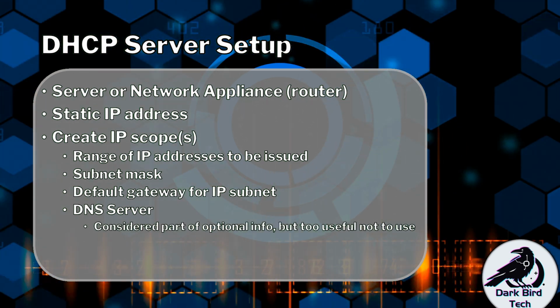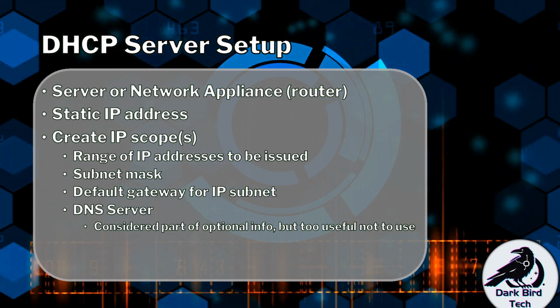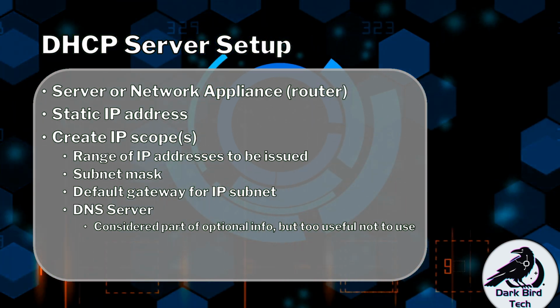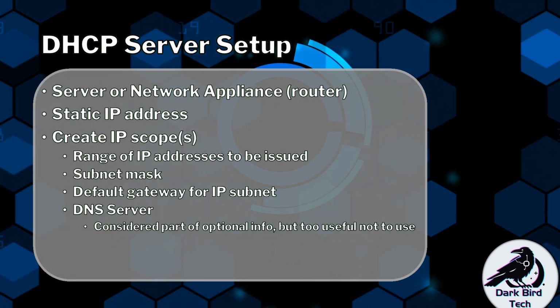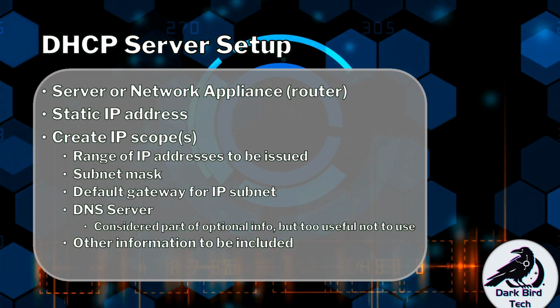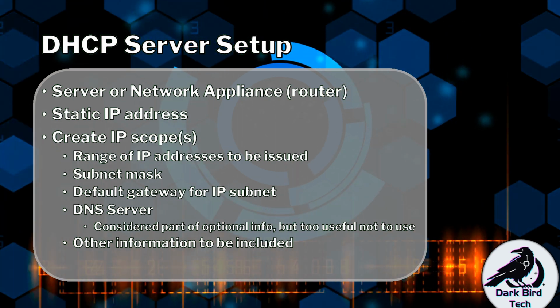Now, technically DNS server address information is considered part of the optional information, but it is just too useful not to include and use in your scope's settings. And then any other information that can be included.